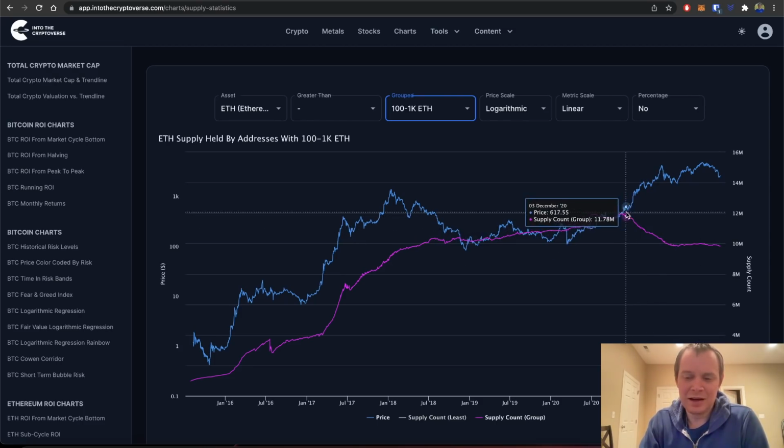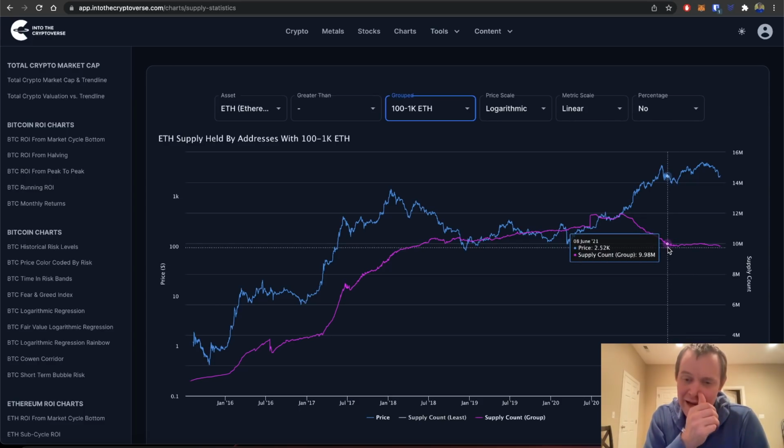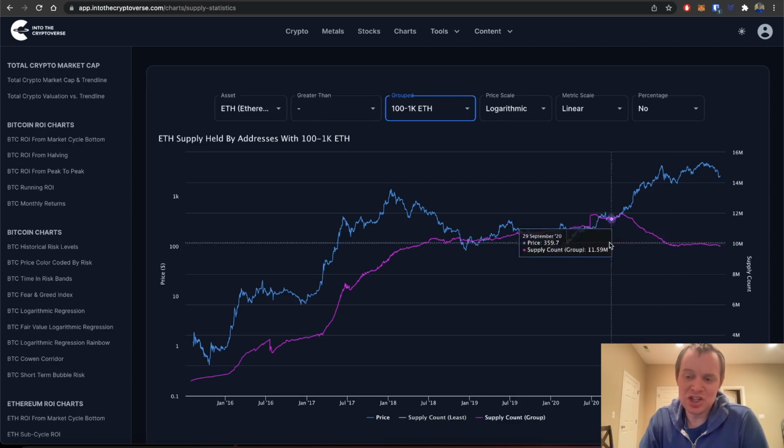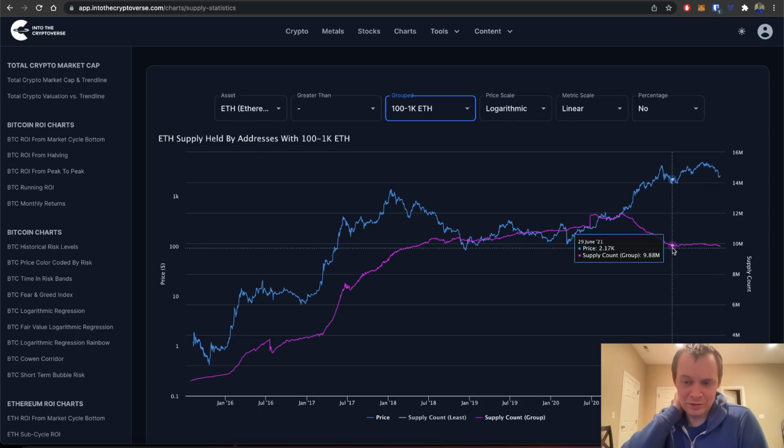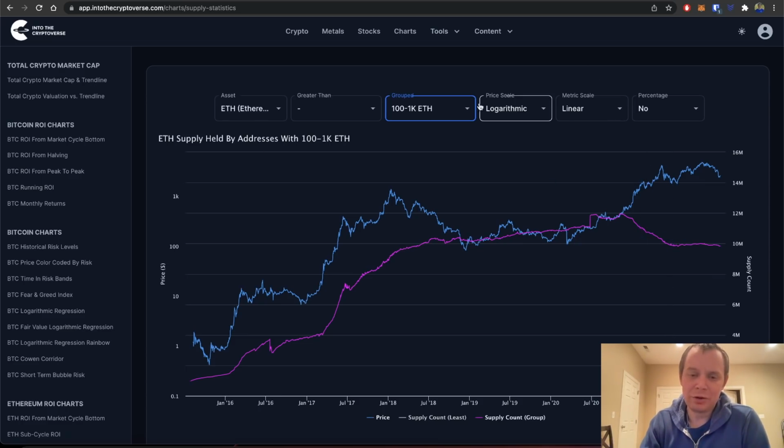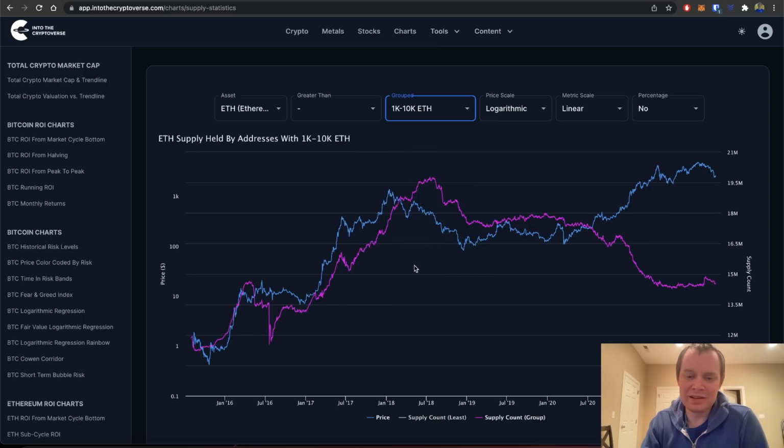And that's why you see it precipitously drop back down to the same levels it was at during the accumulation phase over here. And we're basically at those same levels again. And the supply of Ether held in wallets that range between 100 to 1,000 ETH has basically been sitting just shy of 10 million ever since the summer of 21. So continuing on, we'll go look at 1,000 to 10,000 ETH.